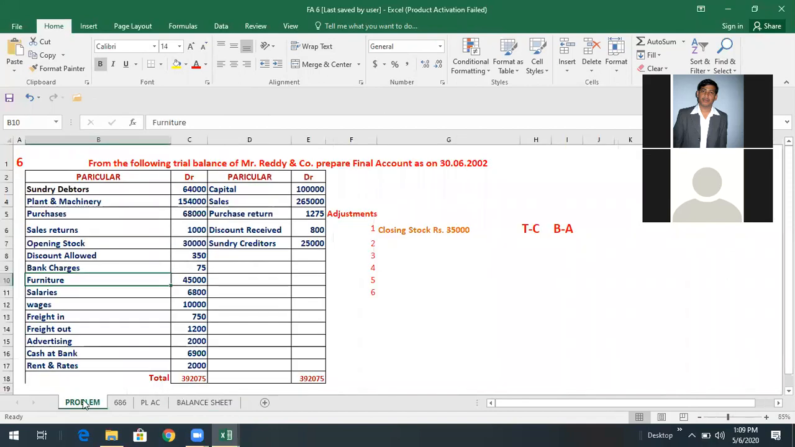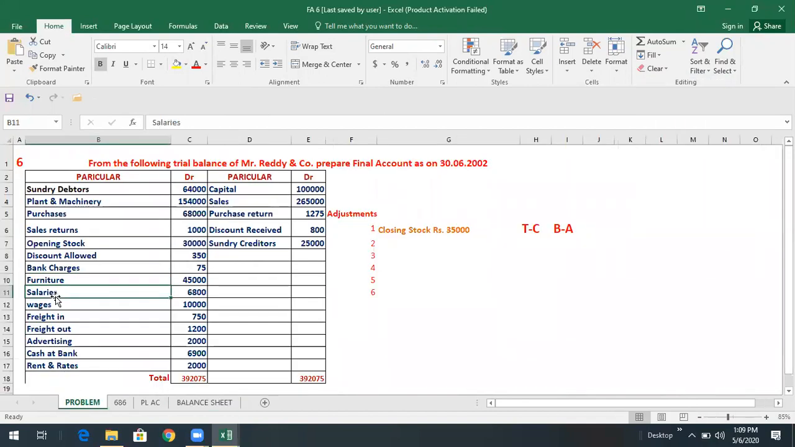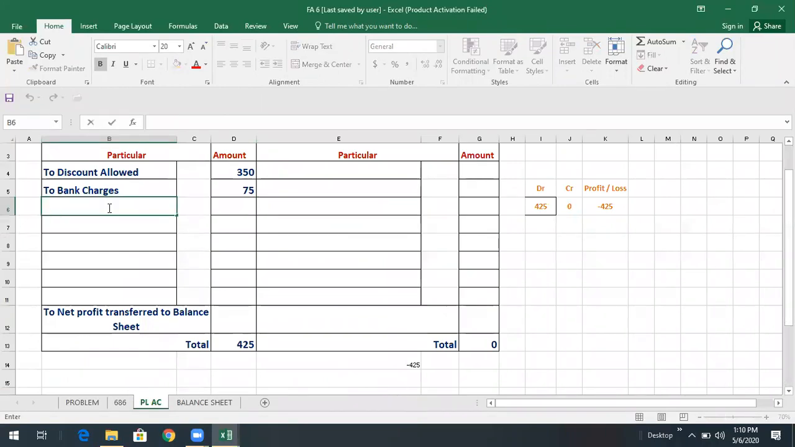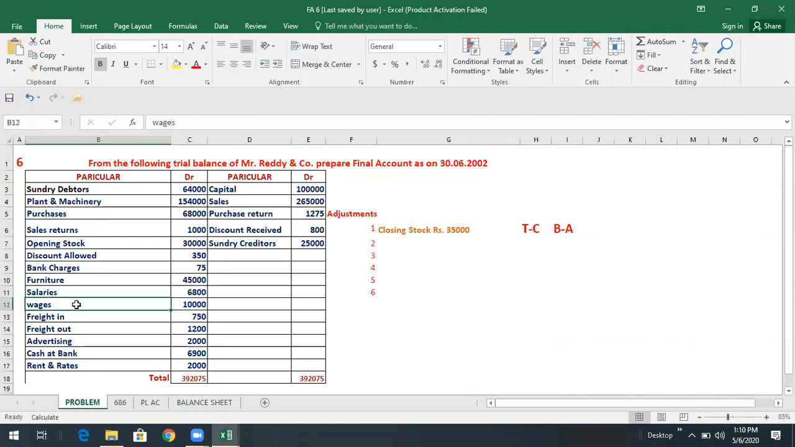Go for the next transaction. Salaries. Where do we get the salary? Profit and loss account, debit side, we have to enter the salary. What is the value? 6,800. So I'm entering to salaries, 6,800 rupees. I entered salaries. Next, wages, 10,000 rupees. Where do we get the wages? Your trading account.